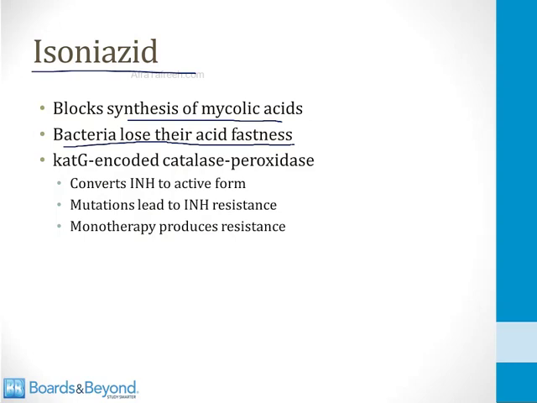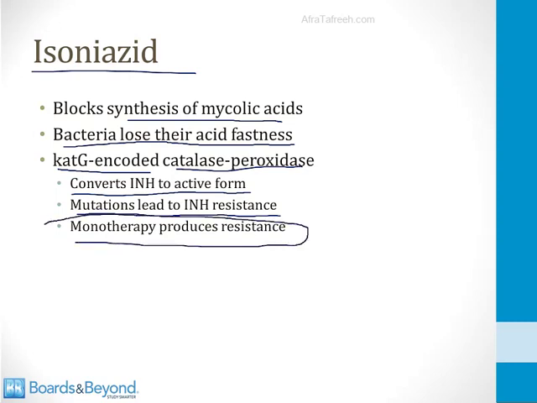You should also know that there is an enzyme inside the tuberculosis bacteria called KatG-encoded catalase peroxidase, and it converts INH to its active form. So over time, the bugs can develop mutations of this that lead to INH resistance, and this is part of the reason why monotherapy is not used, because it does produce resistance through mechanisms related to this enzyme here.